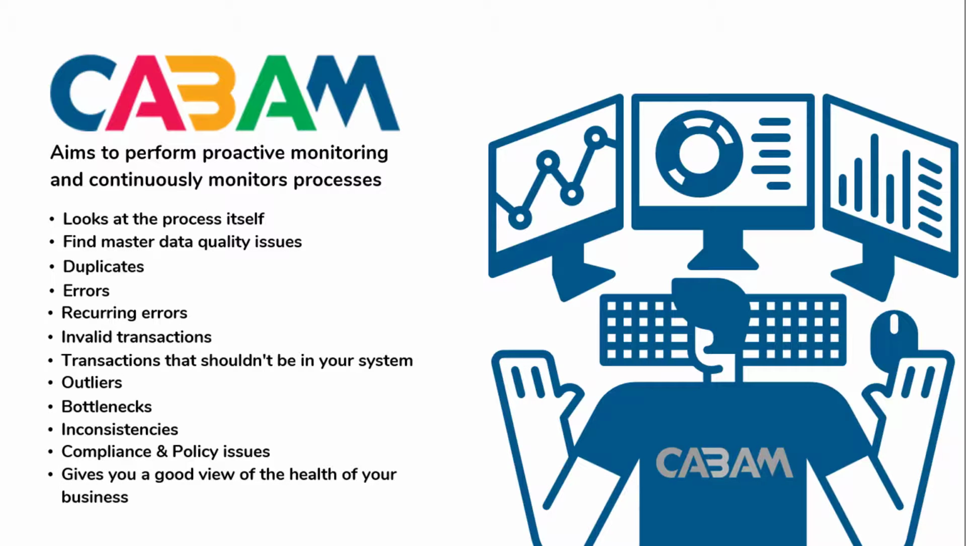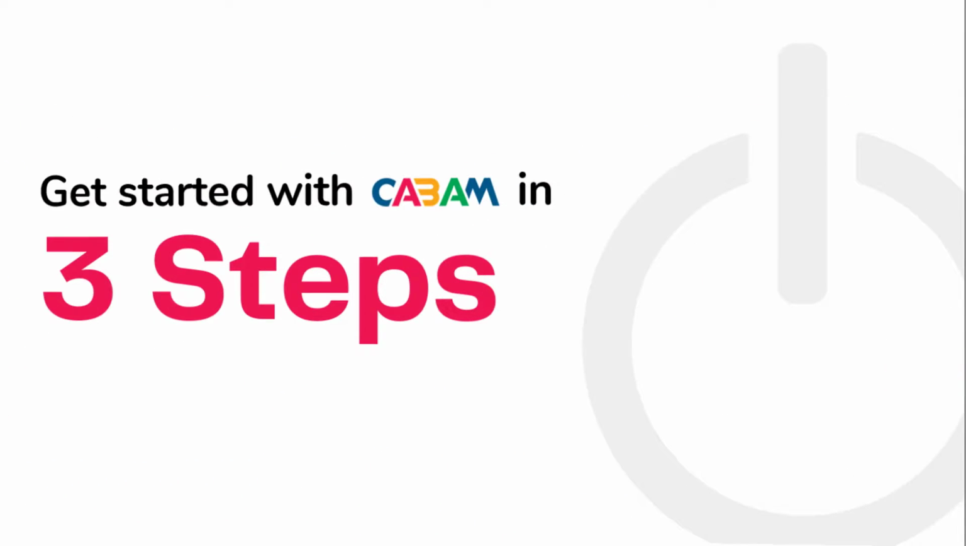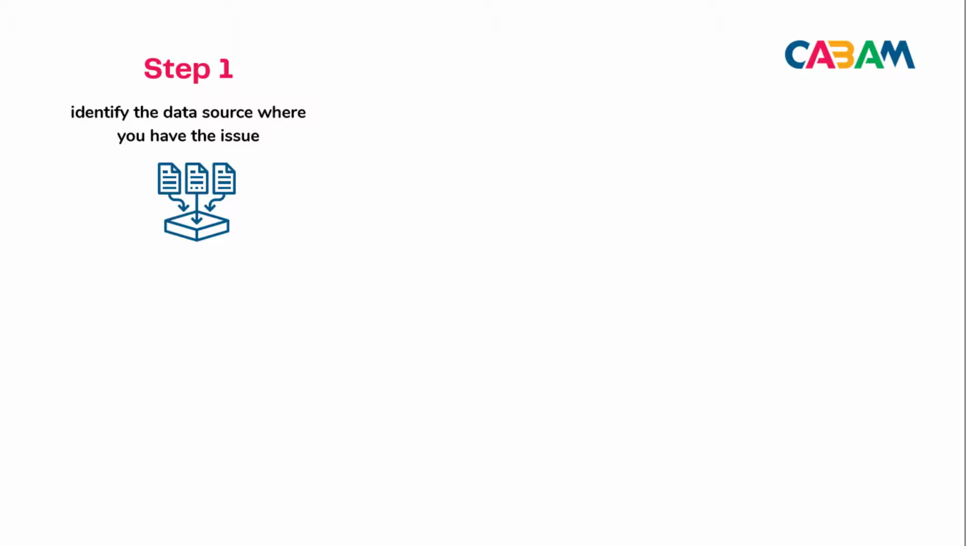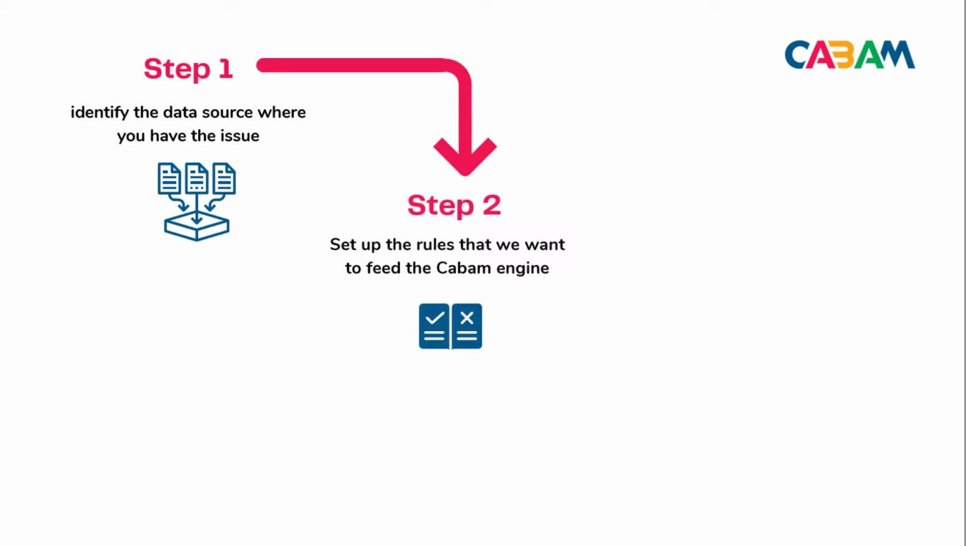So we set up CABAM in three easy steps. The first is that we identify the data source where you have the issue. The next is that we set up the rules that we want to feed the CABAM engine. So these are parameters that a business analyst or a business manager can feed into the app, which will get passed on to the engine.